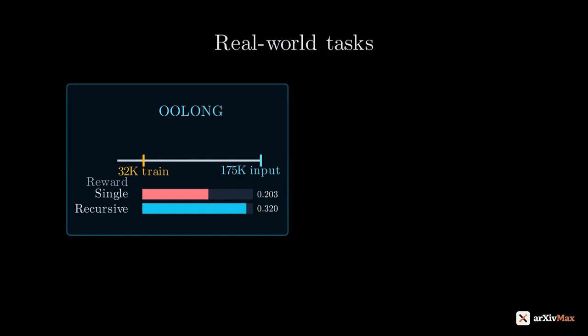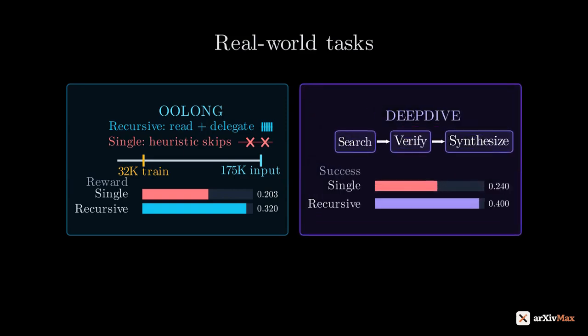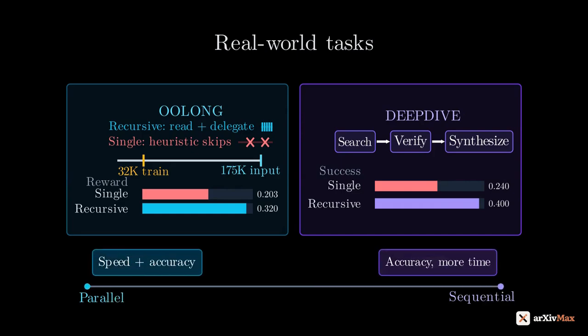On OOLONG-Real, which requires aggregating facts from long Dungeons & Dragons transcripts up to 175,000 tokens, the recursive agent significantly outperforms the single agent, despite being trained with a 32,000 token context limit. The recursive agent carefully reads chunks and delegates, while the single agent relies on error-prone heuristics. On DeepDive, a multi-hop web research benchmark, the recursive agent improves accuracy, but speed advantages disappear because subtasks are often sequential. The trade-off is clear. Parallel tasks benefit from recursion in both speed and accuracy. Sequential tasks trade speed for higher correctness.